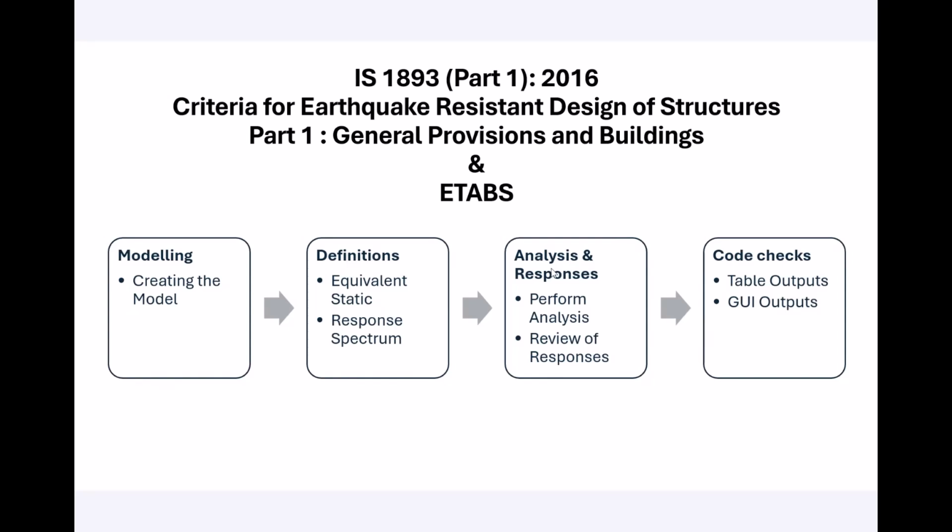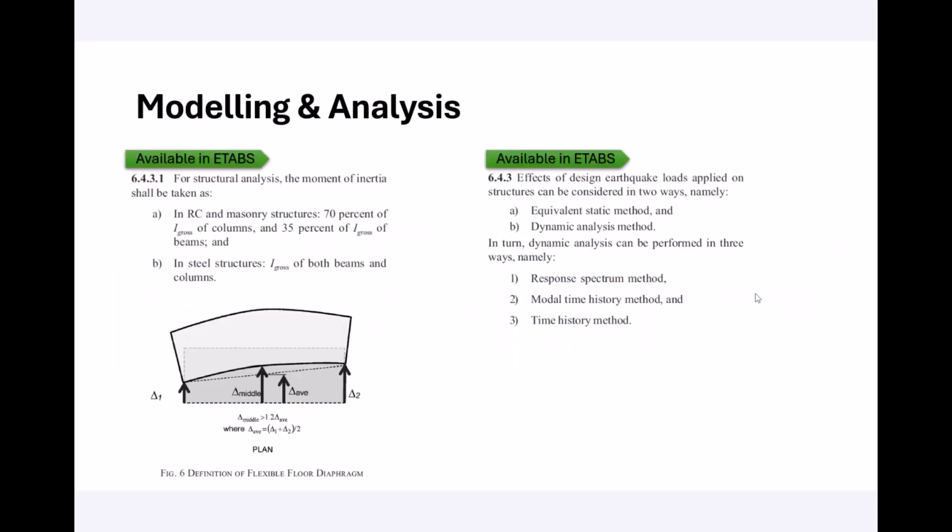And in that, specifically for the code checks, we have outputs via the table as well as the graphical user interface. All right. Next, for the modeling and analysis, for the IS 1893 code, we have to specify the moment of inertia for the structural analysis for the members, specifically for the walls, beams, and columns. And that is given in the clause. I have shared the snippet here.